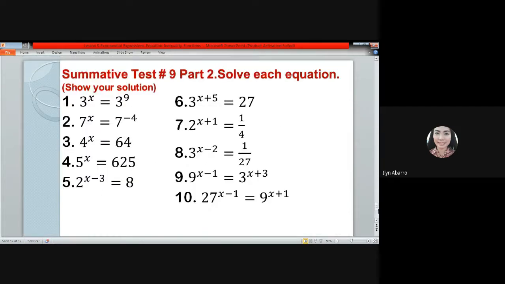Okay? So, eto yung part 2 ng summative test. So, you will solve for x or find the value of x for items 1 to 10. So, kasama na rin yan sa link ng summative test number 9.